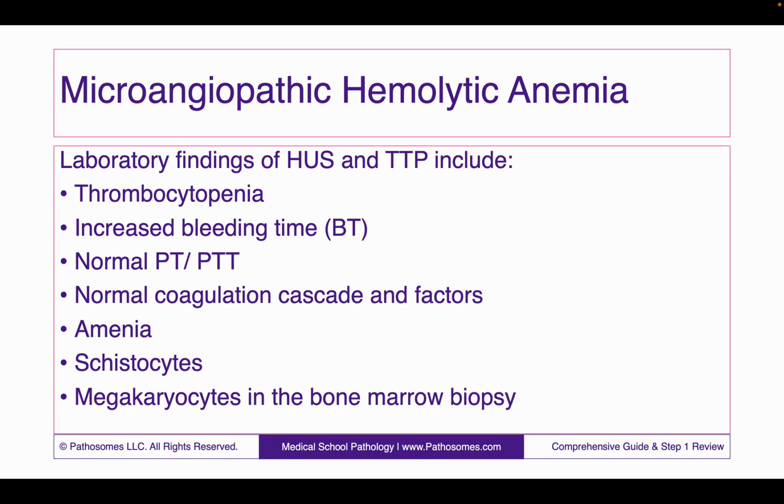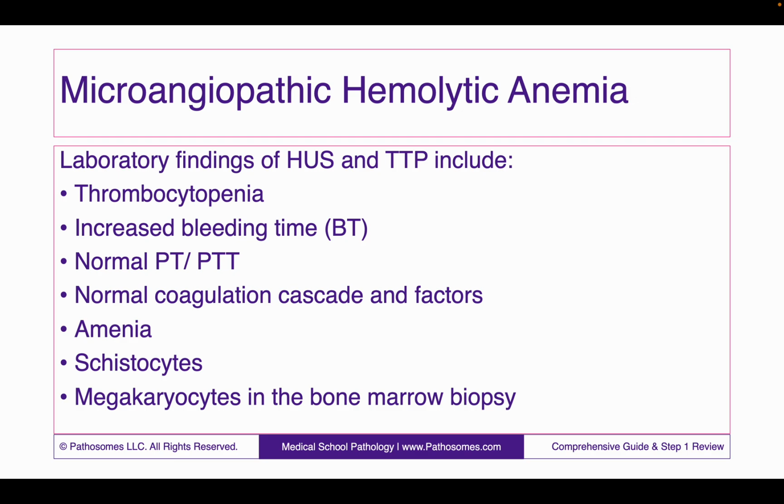Laboratory findings of hemolytic uremic syndrome and TTP include low platelets, right? Thrombocytopenia. Increased bleeding time, right? If your platelets and things aren't working properly, it's highly likely you're going to bleed longer. That's why you have an increased bleeding time. There's a normal PT to PTT ratio because it's not necessarily the coagulation cascade factors that are messed up. Hence, you have normal coagulation cascade and factors.